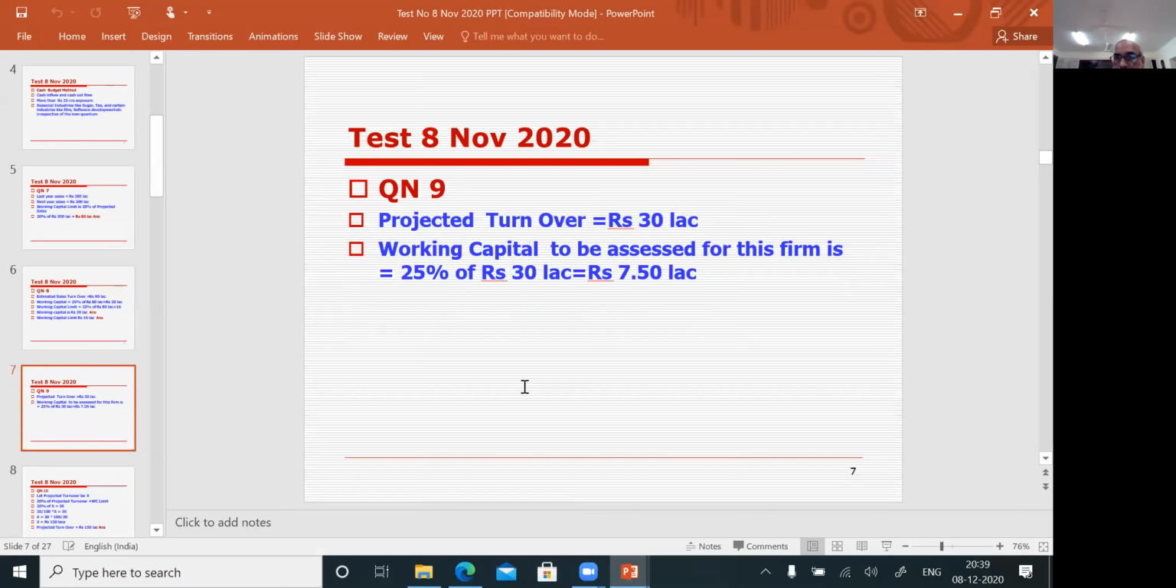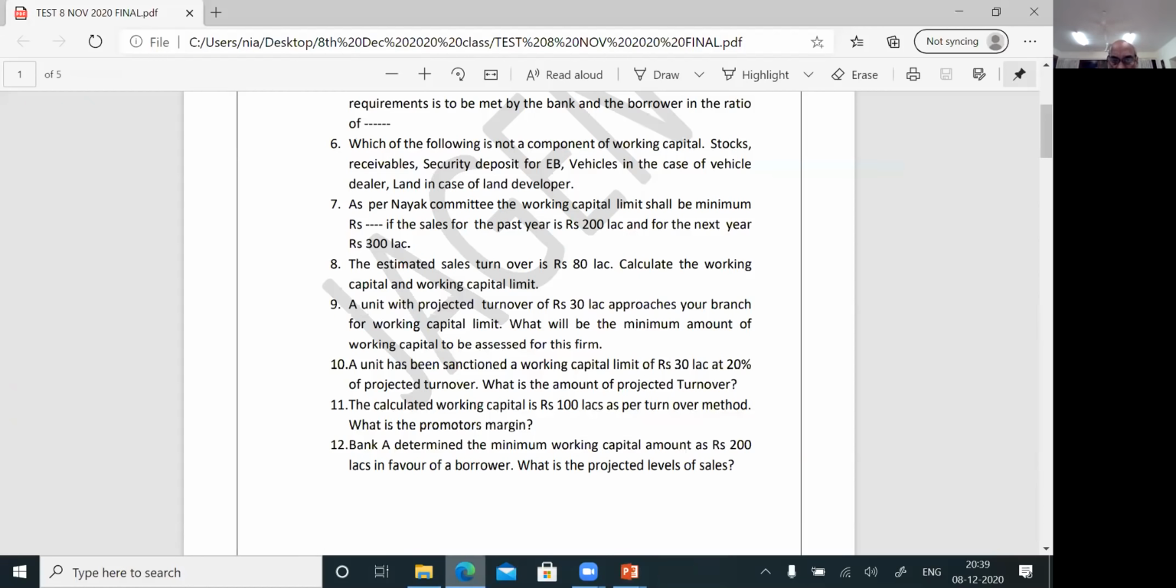Next slide. Projected turnover is 30 lakhs. Working capital to be assessed for this firm is 25% of 30 lakhs. Answer is 7.50. The working capital for the firm is 7.50, which is 25% of the projected turnover. Okay, quickly we will go through.